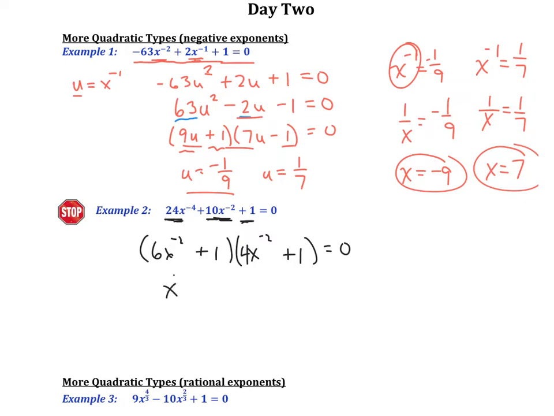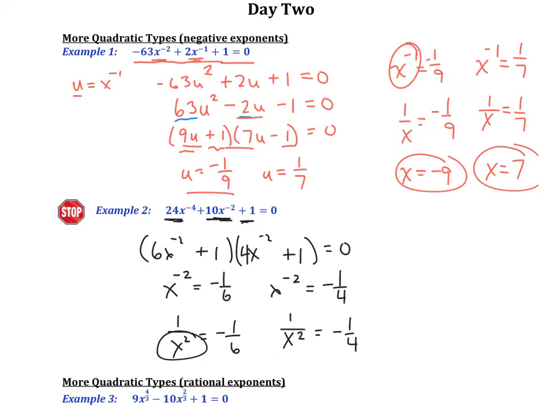So x to the negative 2 is equal to a negative 1/6, and x to the negative 2 is equal to a negative 1/4. Now remember that means that 1 over x squared is equal to a negative 1/6, and 1 over x squared is equal to a negative 1/4. Now, how is it possible that I can square something and get a negative number? Well, that's not possible. So in both these cases, both of our answers end up being extraneous, and therefore we have no solution.